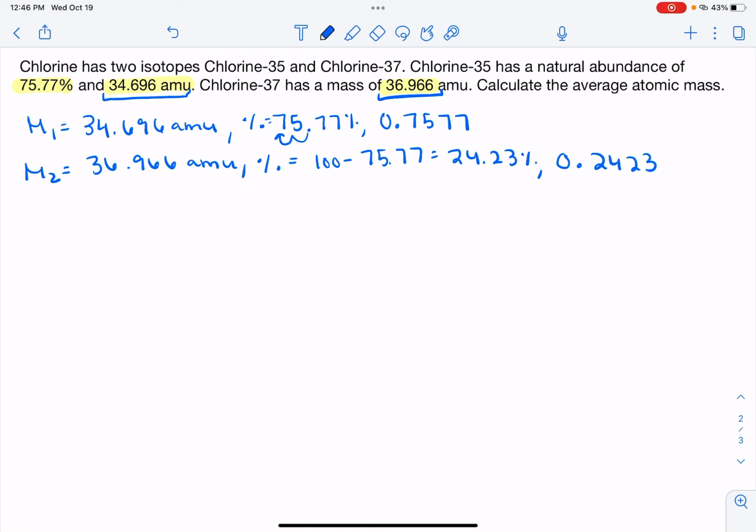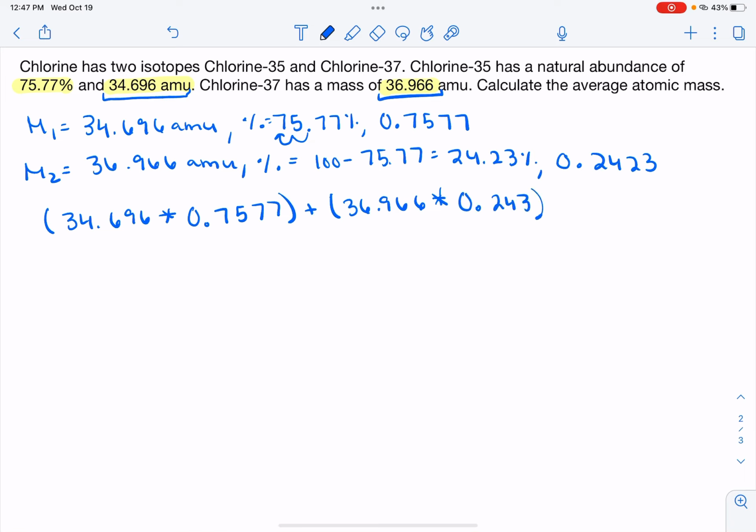So now I'm set. I have my two masses, I have my two percentages, which I've turned into decimals, and so now I can start plugging in. Again, my formula is the mass times the decimal of one plus the mass times the decimal of the other. So our first mass is 34.696, and then I'm going to multiply that by its decimal, which is 0.7577. Put that in parentheses. Plus my second mass is 36.966, and I'm multiplying it by its decimal, 0.2423. And now I'm just going to use my calculator to do some math.